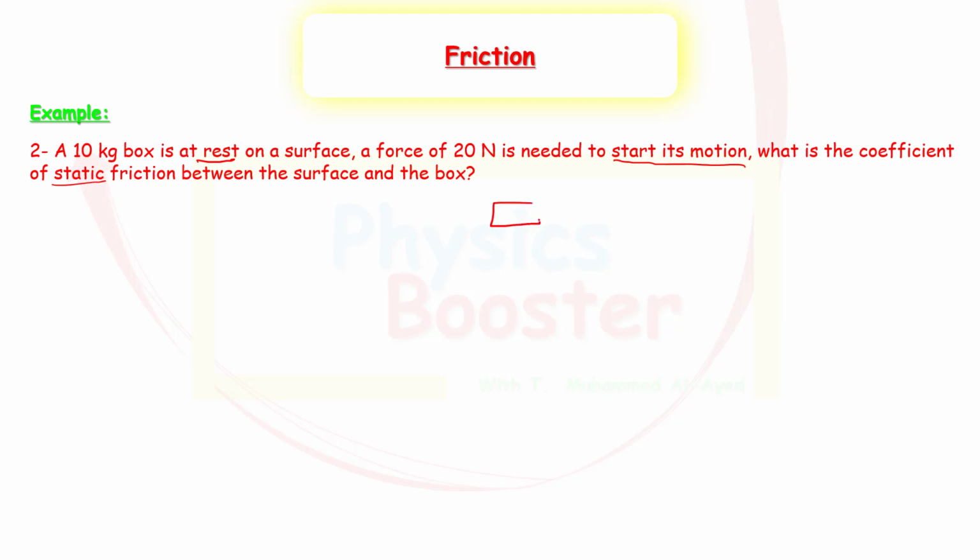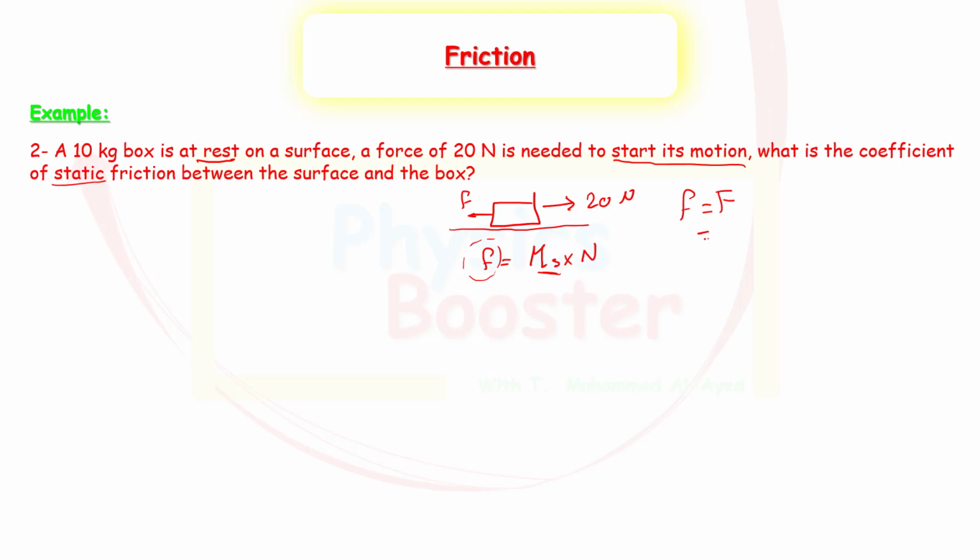Well, let's draw it right here. This is the box. This is our surface. The force applied is equal to 20 newtons. And here we have friction and it's not moving. So I can say that the friction here is equal to mu s multiplied by the normal force. Now, I do not have the coefficient of friction, but I can for sure say that this friction force will be equal to the applied force because these forces cancel each other and the object is not moving.